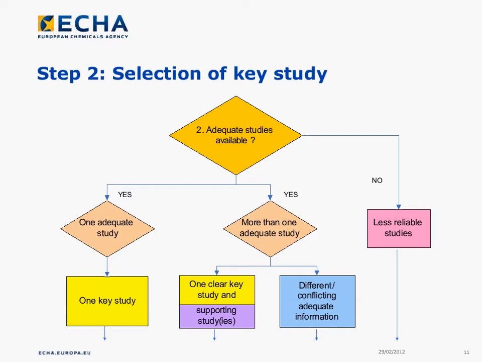The second option is that you have more than one adequate study, and again you will have two possibilities. The first one is that within the group of adequate studies, there is one study which clearly represents your key study, whereas all the others will represent the supporting studies to the key study itself. The second option is that, on the contrary, the conclusions of the various studies are different or conflicting with each other.